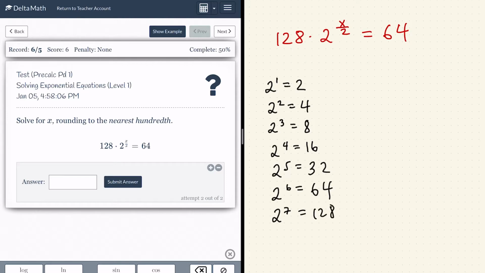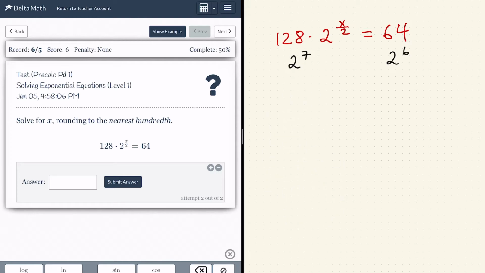So let's keep that in mind. 128 is like saying 2 to the power of 7, and 64 is like saying 2 to the power of 6. Let me just erase that. So let's rewrite this as 2 to the power of 7 times 2 to the power of x over 2 is equal to 2 to the power of 6. And recall that this is known as the product property. With the product property, if two bases are the same, we can add up the powers.